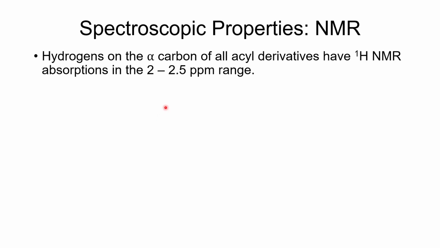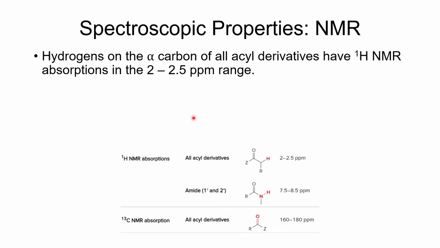Now let's talk about NMR. So we will find that the hydrogens that are at alpha carbons on acyl derivatives all are going to be in that 2 to 2.5 parts per million range. That is completely typical. We saw that with the carboxylic acids, aldehydes, ketones, and we're also going to see it with all of our derivatives. So that doesn't change very much.